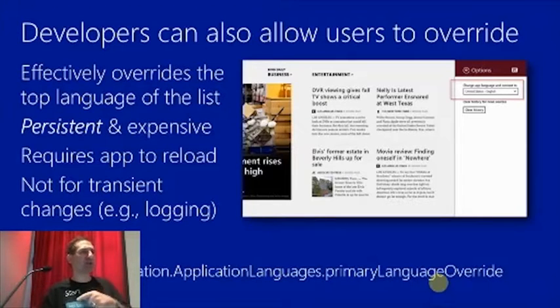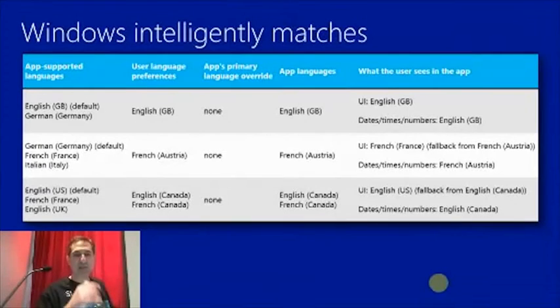So if you're switching languages behind the scenes because you want your log files to have Greek or French or whatever your native tongue is, there's different ways to do that by changing context and so on. There's better ways to do that sort of thing. This particular override is for the end user to do that. And I'm not going to show you how to do that, but there is an API for that. It's primary language override in the globalization application languages namespace.